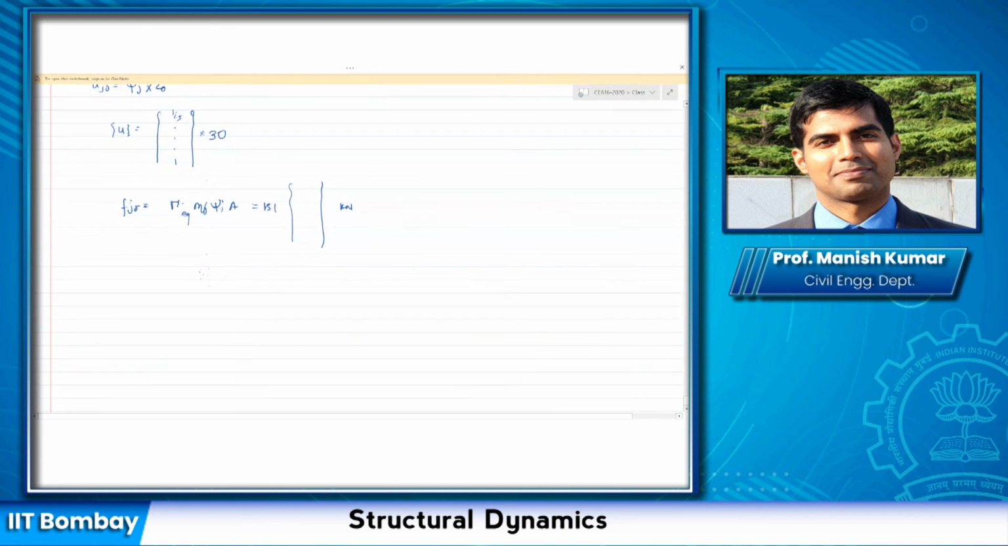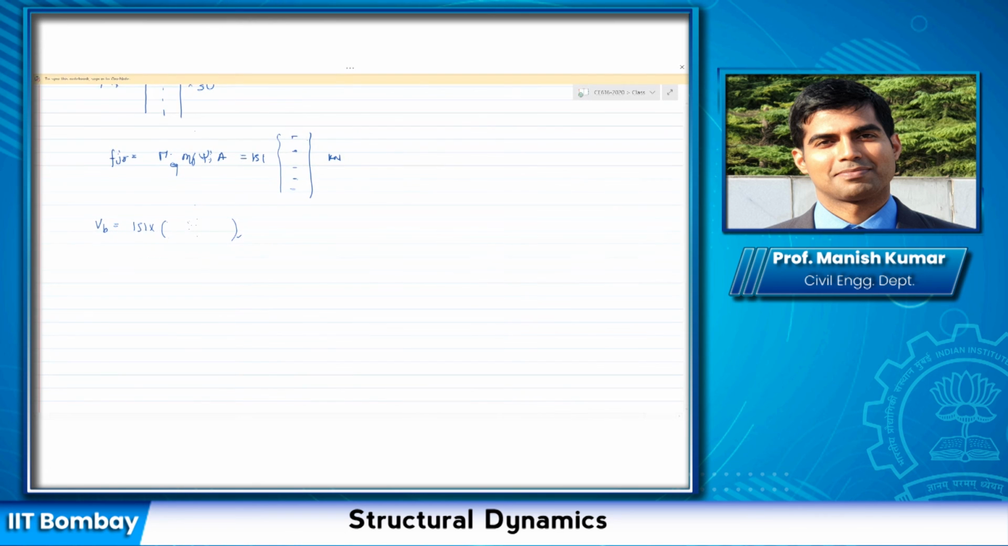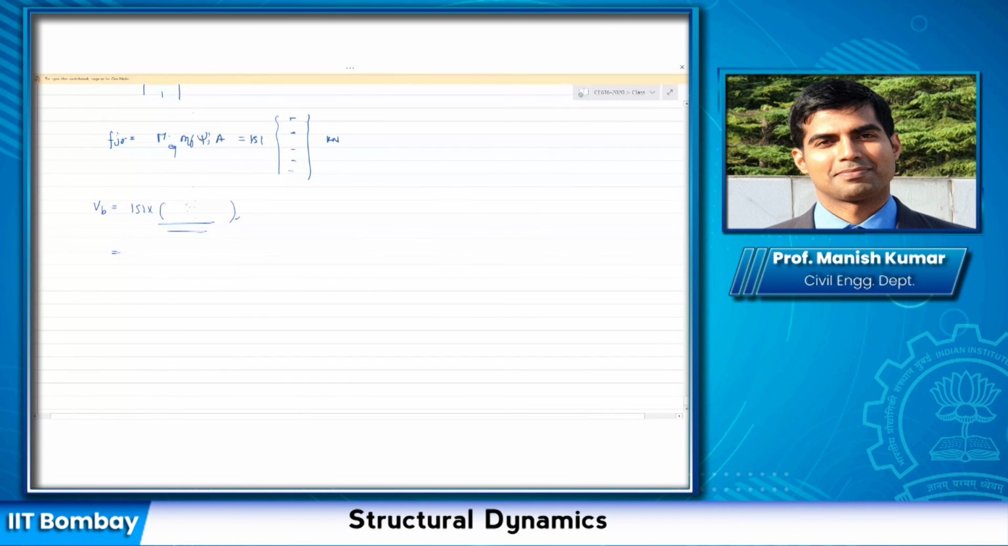Once that is there, the base shear VB would be simply what? It would be the sum of all these quantities here. It would be nothing but 151 times, just sum it up, and that would be all the equivalent static forces acting above the base. If you sum it up, that will give you the base shear. So I'm just going to give you the final answer, so if you want to get the answer on your own, you can compare it to this. I have got around 450 kilonewtons.